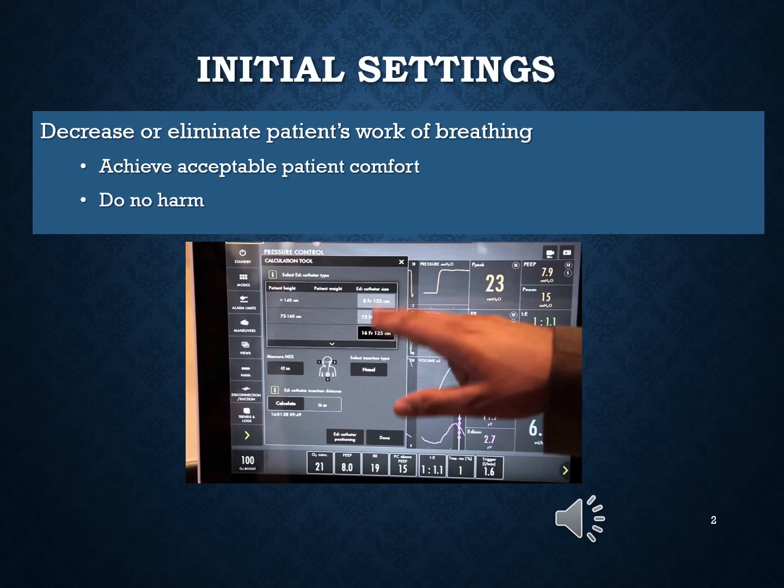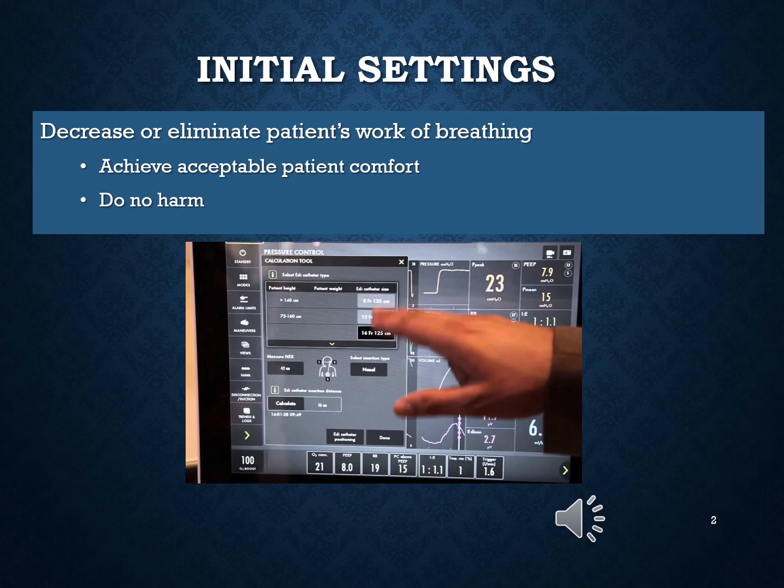Now, just a reminder that we are invasively ventilating our patients. So that means we can cause a great deal of harm if we don't initiate the correct settings. Those settings include, but are not limited to, the patient's mode, the frequency, tidal volume, PEEP, and FiO2. Now, again, the initial settings for our patients are to decrease or eliminate the patient's work of breathing.